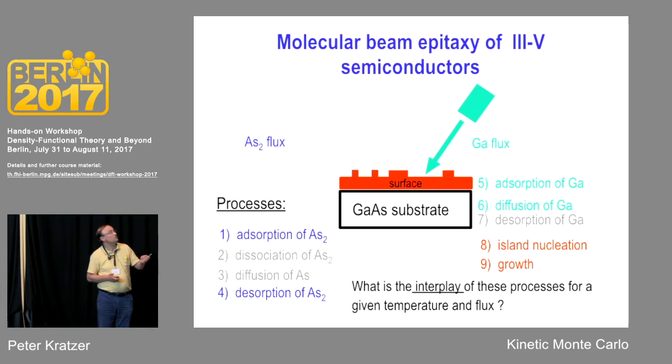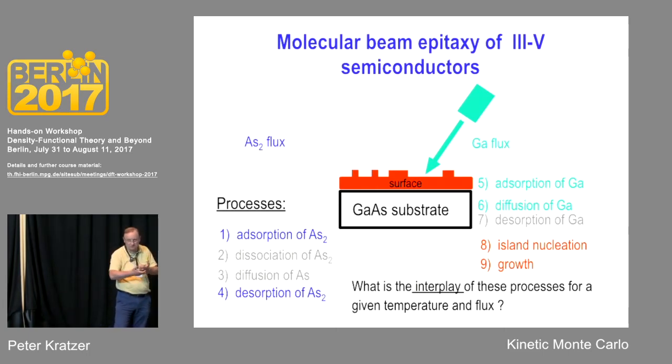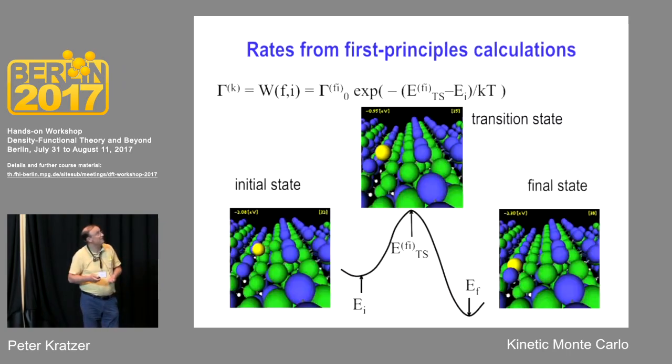And then, of course, you have a diffusion of the atoms on the surface, diffusion of gallium, attachment of gallium to islands, growth of the islands. And the crucial point here is the interplay of all these processes. If you only had one species or only 2 or 3 processes, it would be easy. But in epitaxy, you have an interplay of many processes. And some processes only become possible after an island has nucleated or after something has happened. This makes it difficult to foresee things, and this is why a computer simulation can help you in this respect.